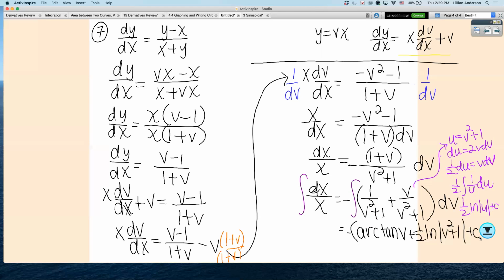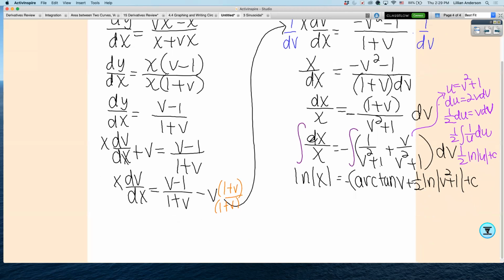What does the left side turn into? The ln of the absolute value of x. I'm going to go ahead and switch the placement of the negative. So let's just make this negative ln of x equals arctangent v, so I can just drop that negative altogether. Plus 1/2. All right. Now that we have that, what should I do? Substitute everything back into the v's.